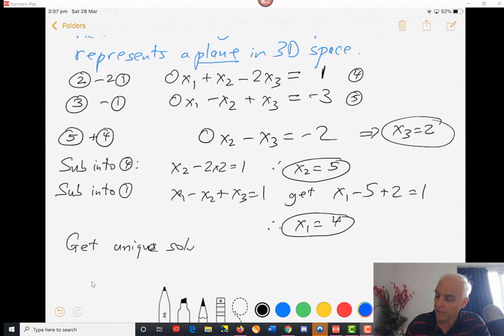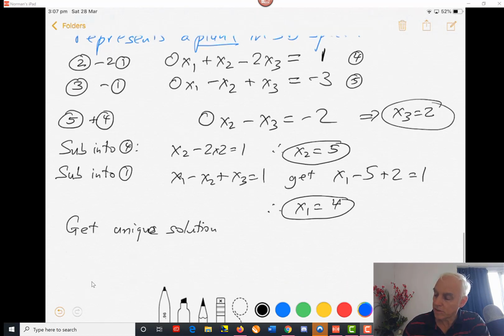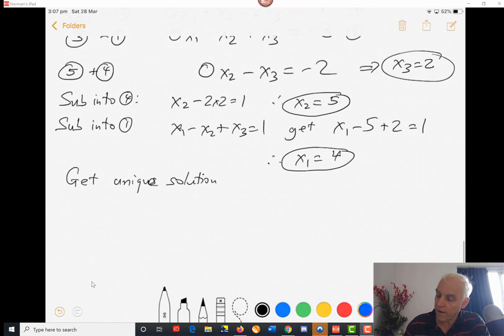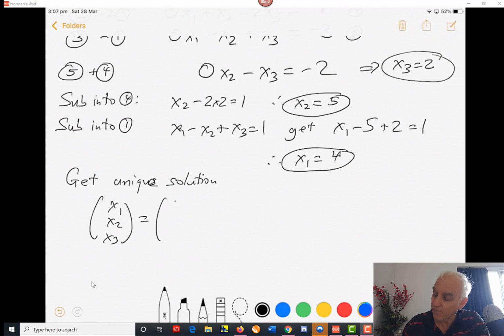Unique solution, which is x1, x2, x3 equals the point 4, 5, and 2. 4, 5, and 2. Did we do that right? I mean, there's some arithmetic involved here.